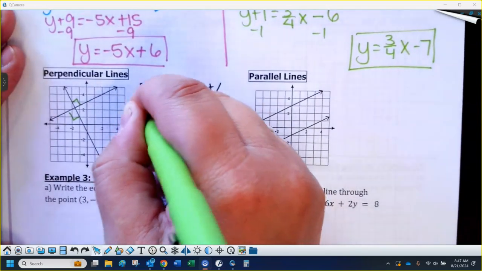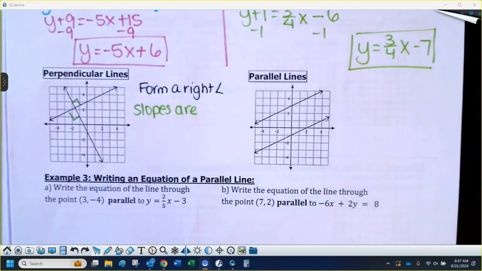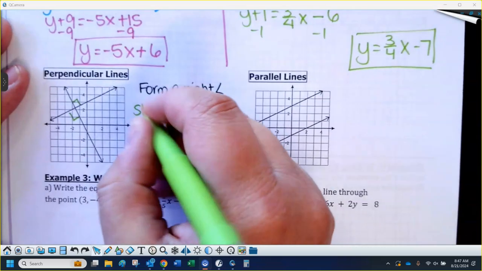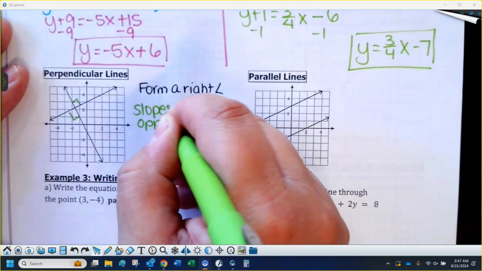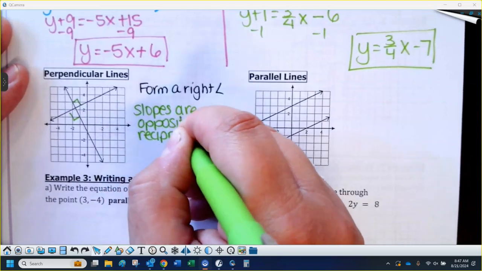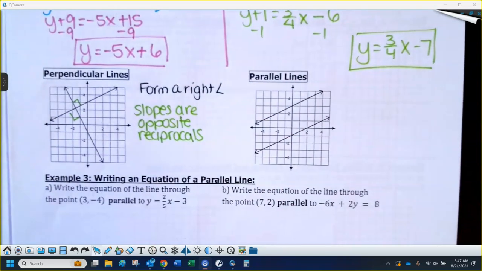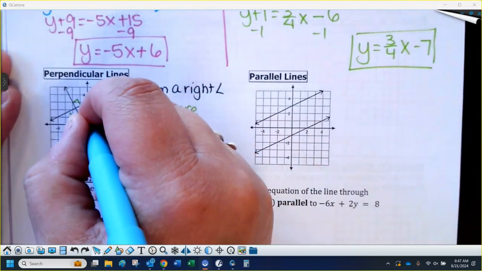Exactly. So the slopes are, however you want to call it, negative reciprocal, or sometimes I hear that called opposite reciprocal. It just means one's positive and one's negative. So the slopes are opposite reciprocals. So what do I mean by opposite reciprocals? Maybe we'll just pick it out on the graph here.